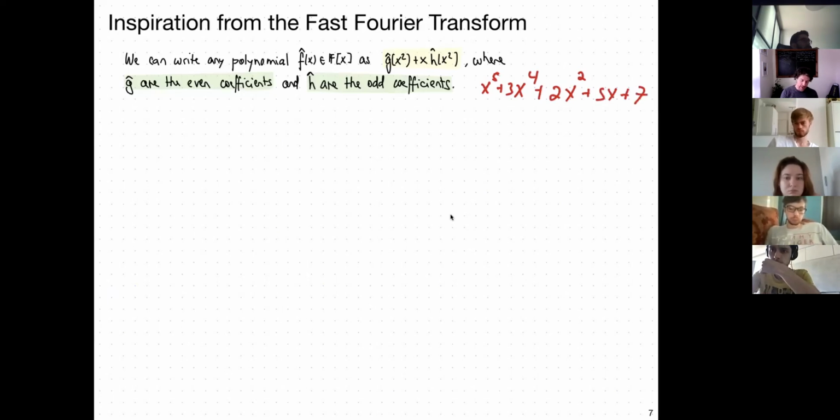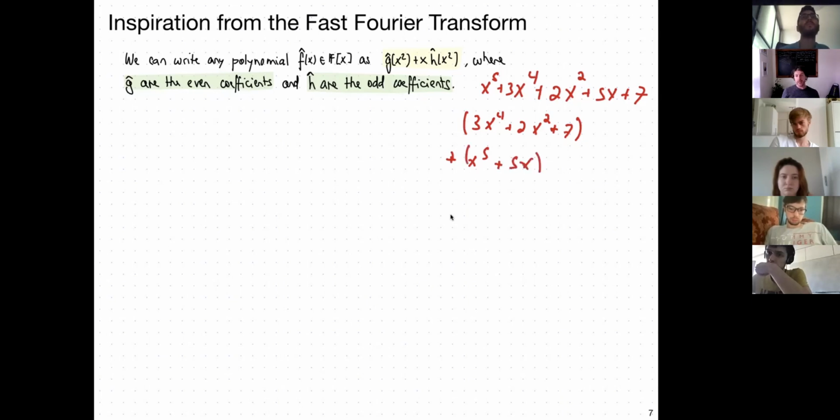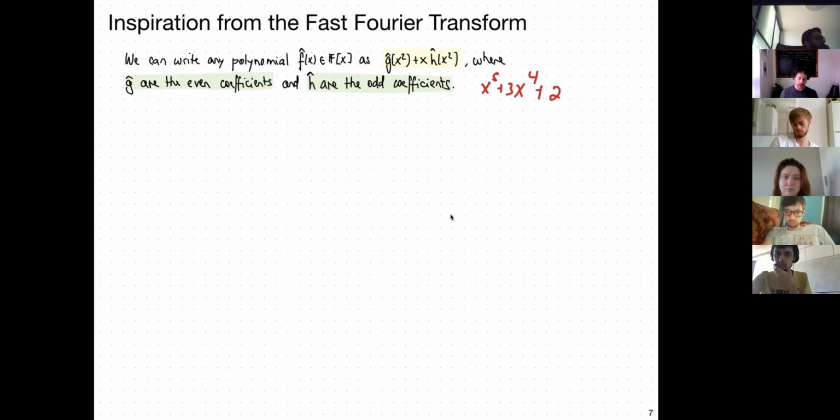You can always naively group it into 3x^4 + 2x^2 + 7, and then here x^5 + 5x. Then you can take x out of both of these terms and write it in these terms. So all we did here is partition a polynomial into an odd part and an even part. Now you might ask, why would we want to do that? The reason will become clear in a second.